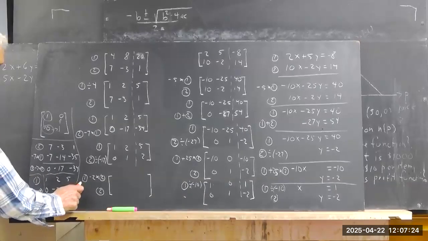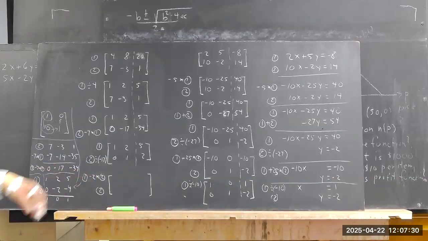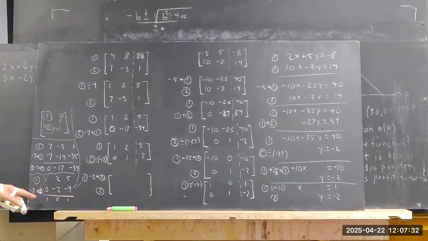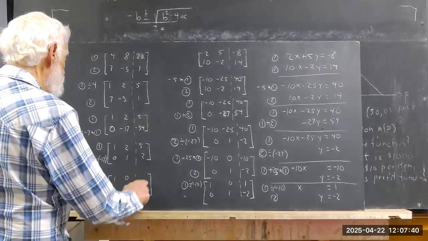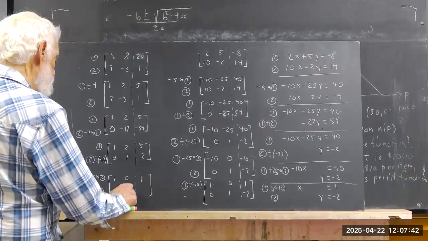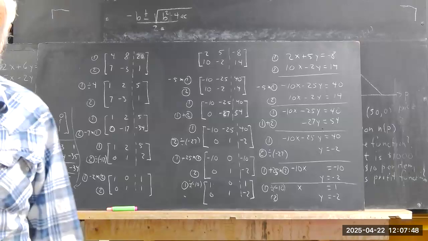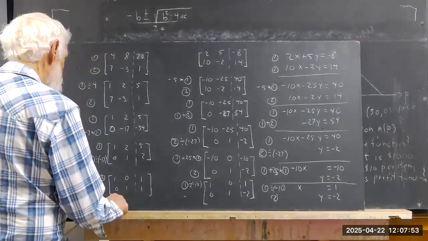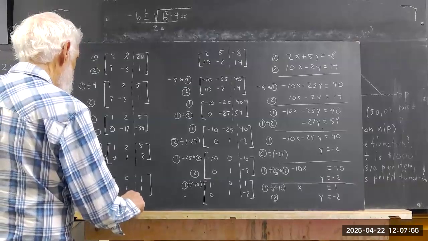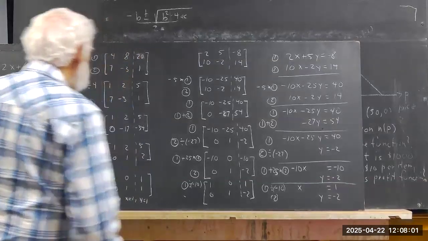So here's my calculation of row 1 minus 2 times row 2. Write out row 1 and look at row 2 and write out -2 times all those numbers. And I get 1, 0, 1. And here I've got 0, 1, 1. Okay, this tells me x equals 1 and y equals 1.